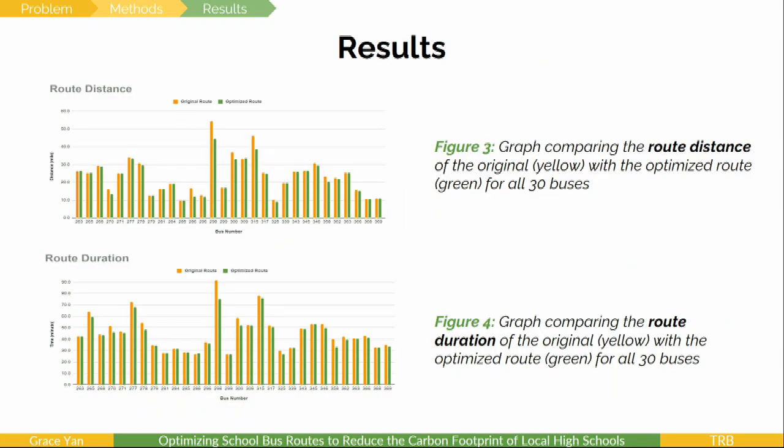Next slide, please. Here are the results for all 30 buses at my school. The yellow bars show the original route, while the green bars show the optimized ones. And the graphs show the total calculations for the distance and duration. Looking at this data, I saw that some of the routes were already pretty well optimized, but others could be greatly improved.